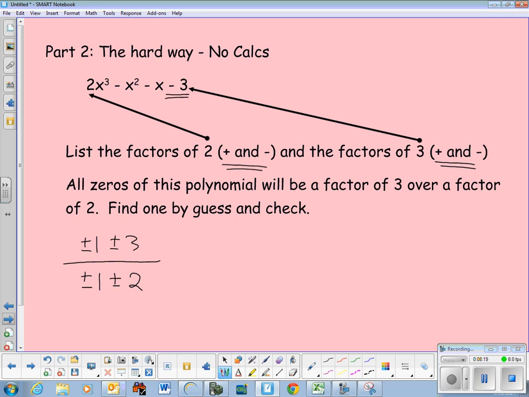I could have plus 1 and minus 1. If I do the 1 over 1, I could have plus and minus 3. I could have plus and minus a half. I could have plus and minus 3/2. And did I cover them all? I've got 1 over 2, 1 over 1, 3 over 1, 3 over 2. So there are 8 possibilities for zeros of this polynomial.